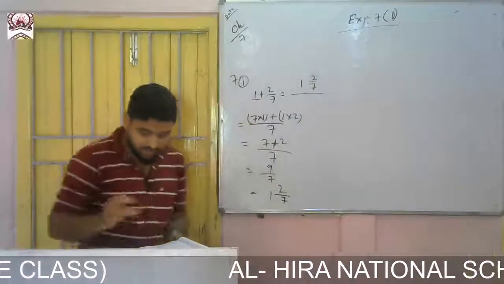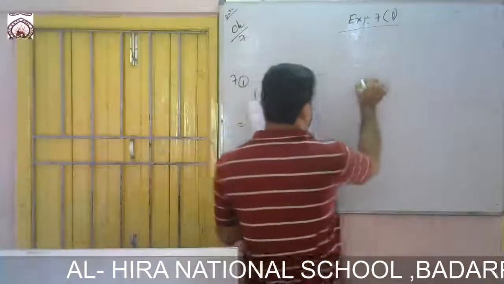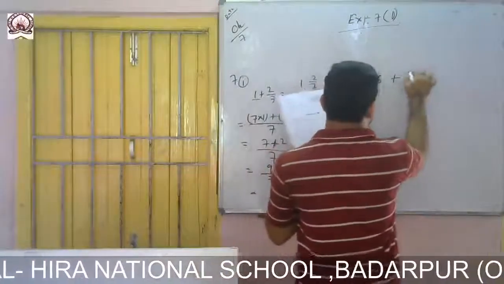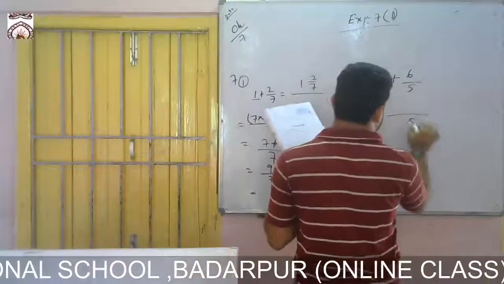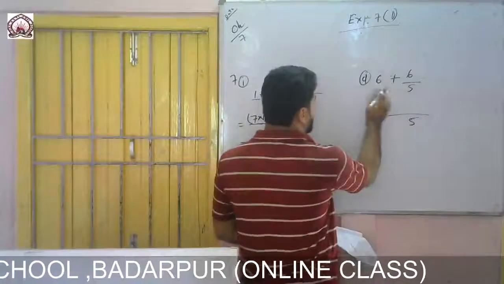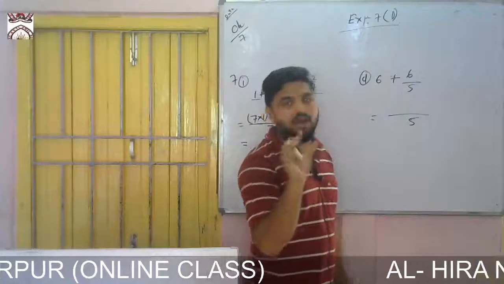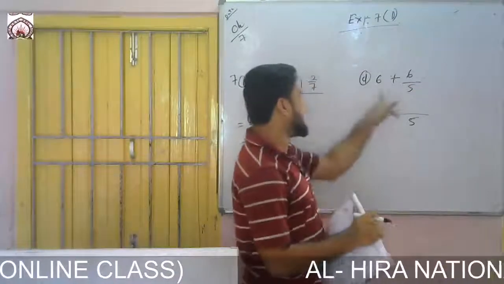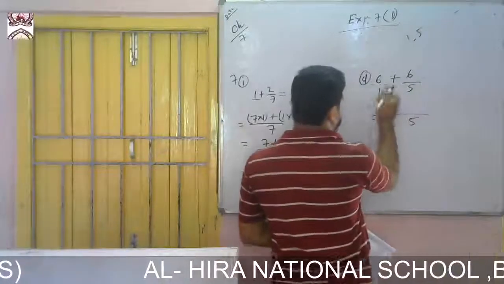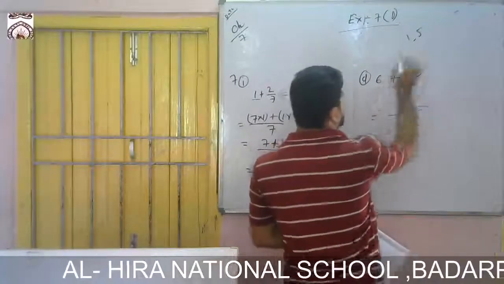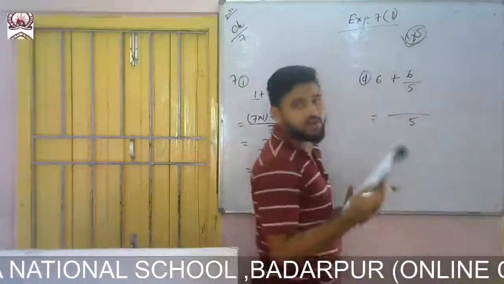Now come to question number, see question number D, the last one. 6 plus 6 by 5. Okay, so if you take LCM, then it will be 5 because here 1 is there. Between 1 and 5, whenever you cannot divide, we multiply the numbers, then we'll get the LCM. Here 1 comma 5, we cannot divide by anything, so we multiply, then we'll get the LCM. So 1 into 5 is 5.